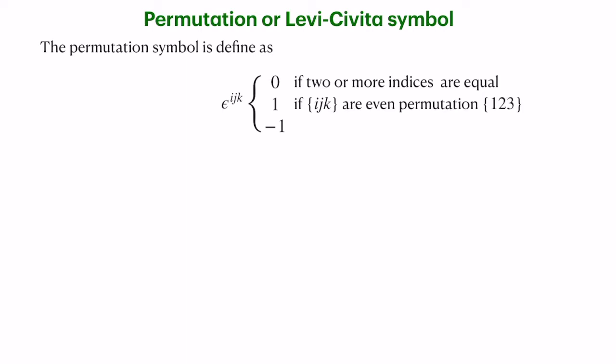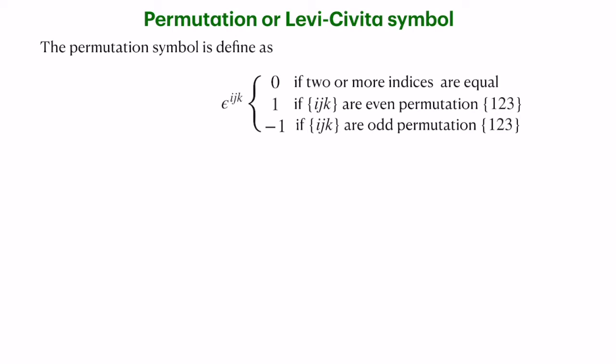If the indices ijk come as an even permutation of 1, 2, 3, then they take a value of 1. The even permutation is usually rotating 1, 2, 3 in the counterclockwise direction. That is basically the notation. Now comes the value of -1. It is if the indices ijk come as an odd permutation of 1, 2, 3. The odd permutation means rotating the indices in a clockwise direction or flipping any of the indices. For example, 1, 3, 2 is an odd permutation.